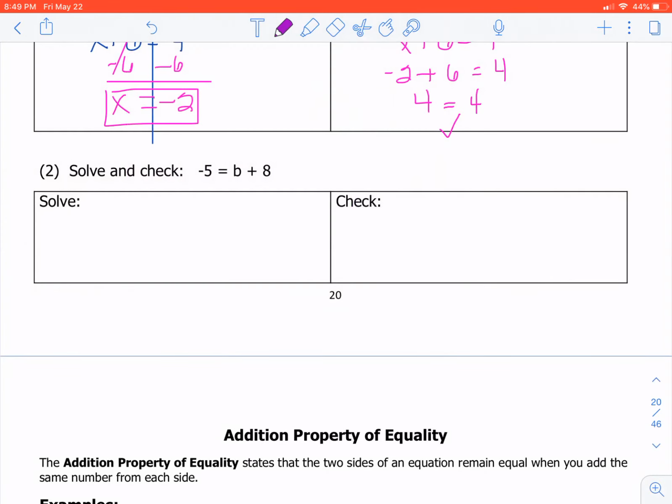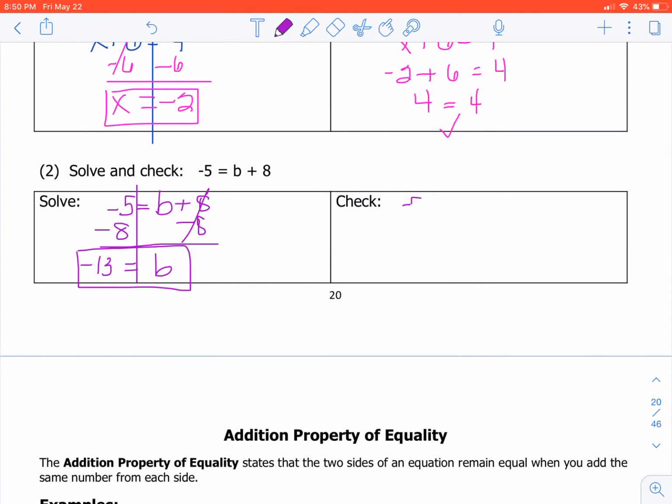All right, next one. We have negative 5 equals b plus 8. Again, I'm going to put that line down the center of my equal sign. I want to get that b by itself. Since it's plus 8, I'm going to use the opposite operation, which is minus 8. 8 minus 8 is gone. They cancel out. You're left with just b. On this side, I have negative 5 minus 8, which is negative 13. Again, don't guess. Use your calculator.